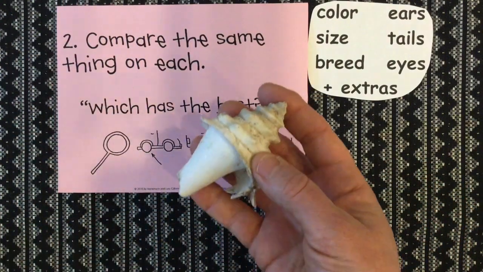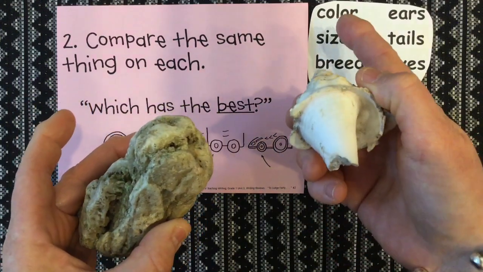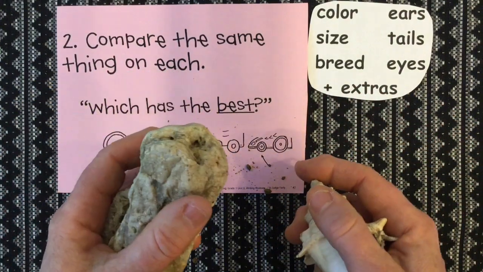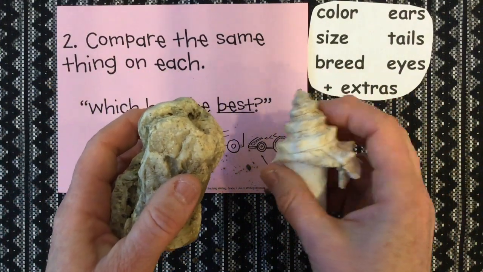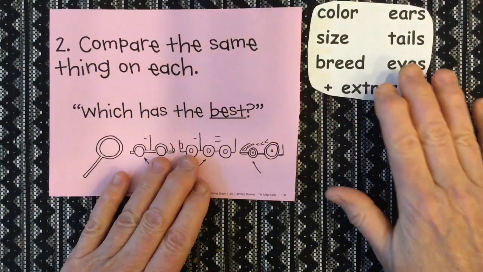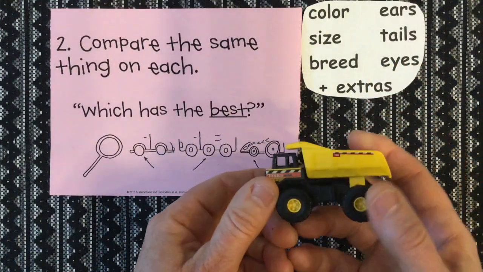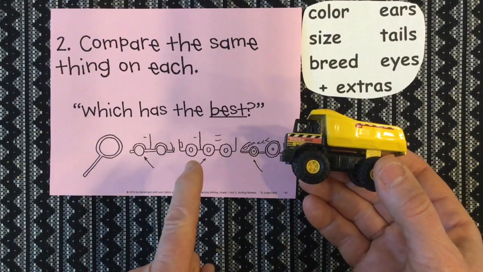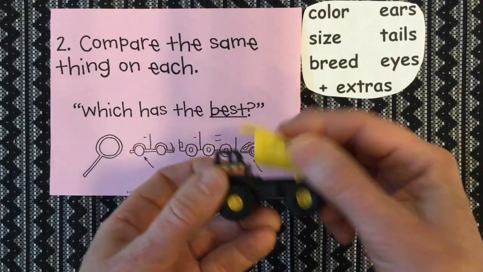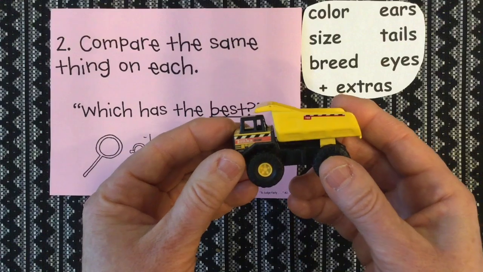If you're looking at shells or rocks as part of your collection, you could be comparing the color. If they're smooth or rough, oops, some dirt came off my rock. If they're smooth or rough, what shape are they? Those are some things you might compare when it comes to shells or rocks. If you're having little toy cars, just like in the reminder chart here, you might be comparing their wheels, their color. Extras like, do they have, on this dump truck, this can open and close. Those are different things that might make it your favorite or the best.